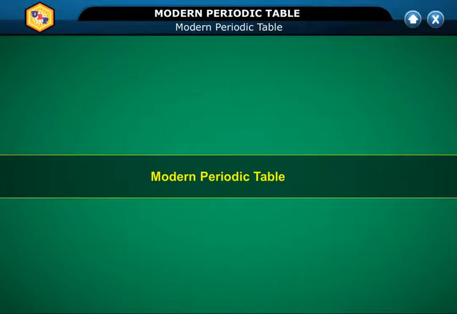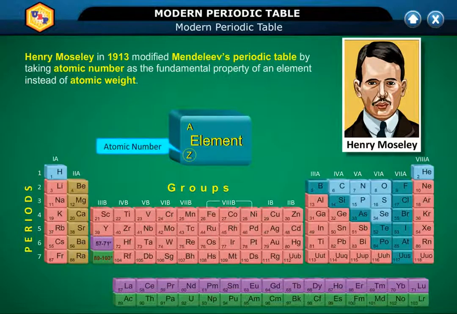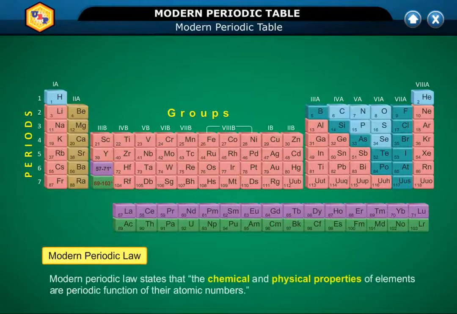Modern periodic table. Henry Moseley in 1913 modified Mendeleev's periodic table by taking atomic number as the fundamental property of an element instead of atomic weight. Atomic number is the basis for the modern periodic table. Atomic number is the number of protons in the nucleus. It is also equal to the number of electrons in the atom. Modern periodic law states that the chemical and physical properties of elements are periodic functions of their atomic numbers.